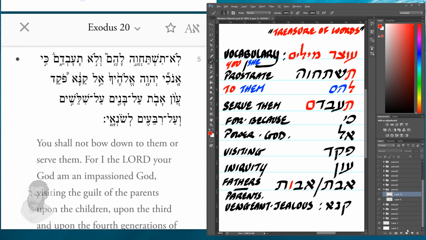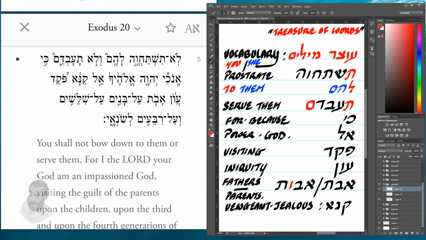Okay, so tishtachawe means to prostrate, okay, to bow. And this is you. Remember, you will or she will. Right now, this means you. When the negative is in front, it means do not. Okay? Or he will not. You shall not. Okay? To, le, them, him. Lahem means to them. So do not prostrate yourself. Well, remember when you prostrate yourself. So do not prostrate to them.